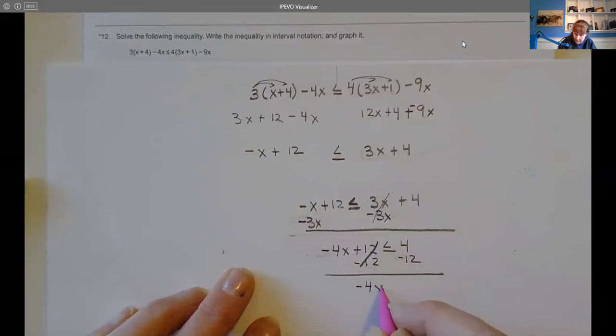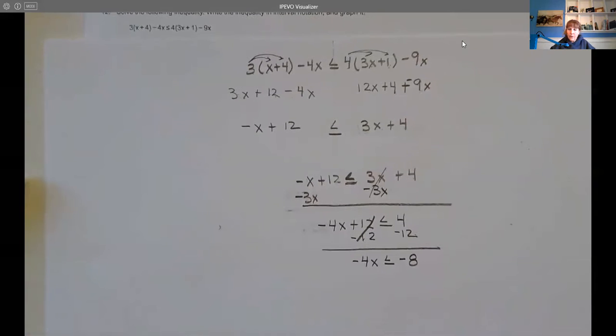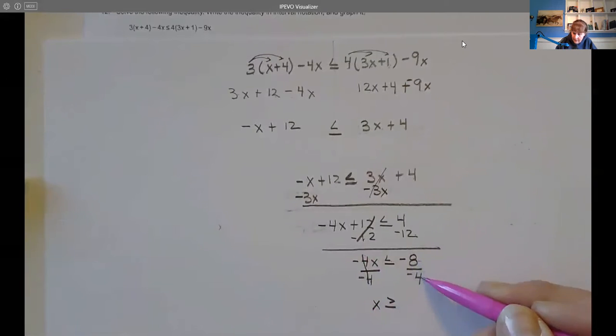We're working on getting that x by itself. Negative 12 and 4 is going to be a minus 8. This is better. Now I know that we're on the right track since we're getting a whole number answer. To get rid of the minus 4, we'll divide by a negative 4. And because we're dividing by a negative, we will flip the inequality. Negative 8 divided by a negative 4 is a positive 2.